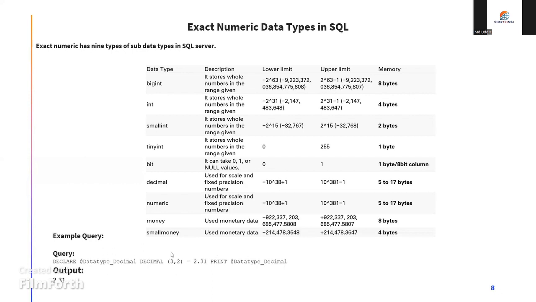Any questions about this query, how the query works? Declare @data_type_decimal, this is how we have to write it when we define it. The declare command is used to declare what type of data you will be using. The print command is used to print the data. So I'm printing data type decimal, which I have declared. If I declare a data type as character, I should print data type underscore character.